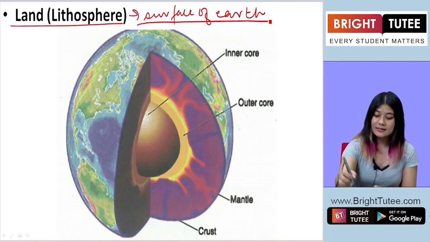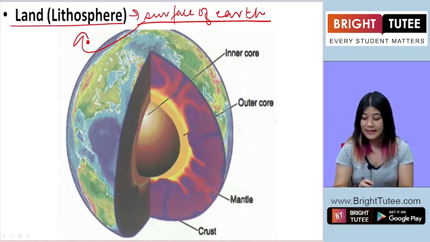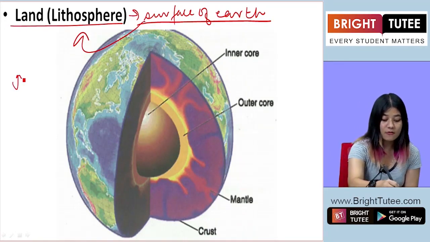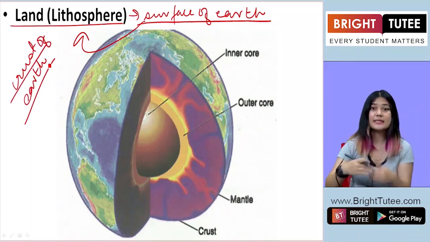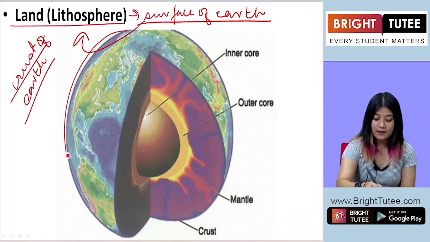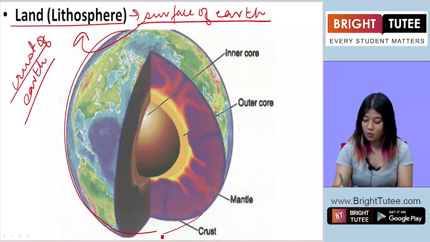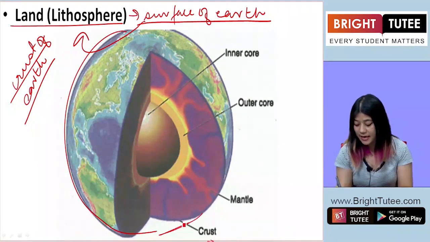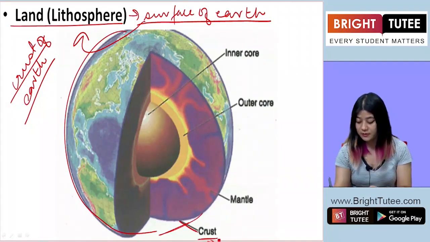Now land is also called lithosphere, and by that it means that it is the crust of earth. Meaning it is the outer covering, the outer layer of the surface of the earth. That is called crust. So you can see this is called the crust, the outer layer of the earth.